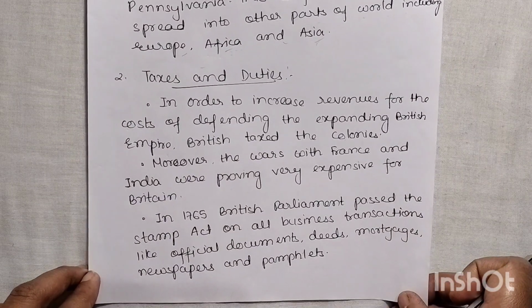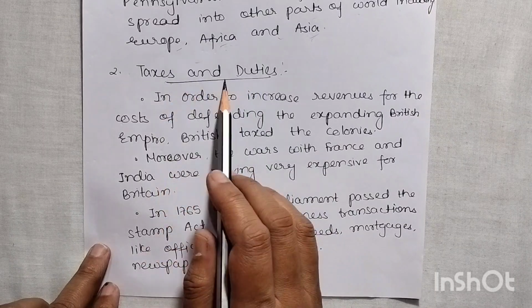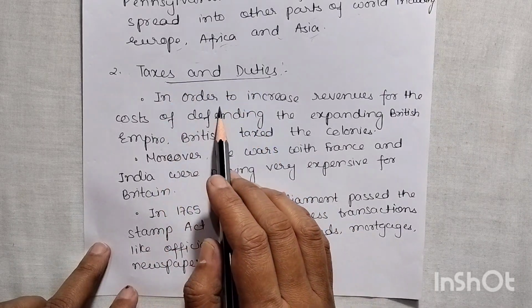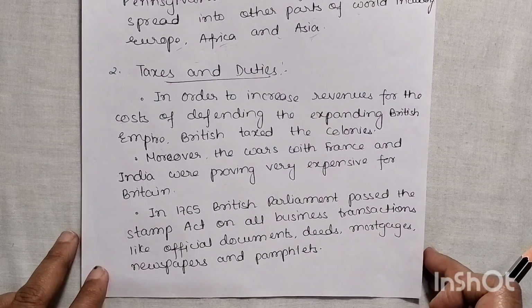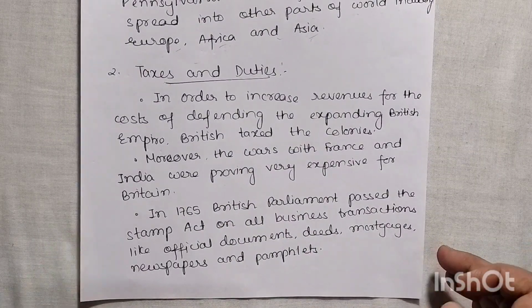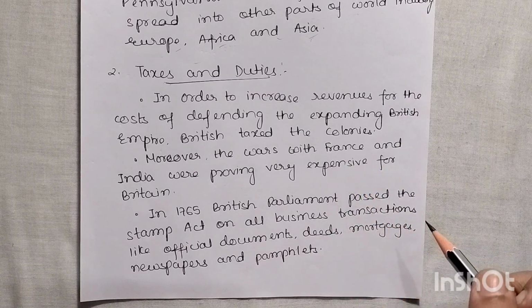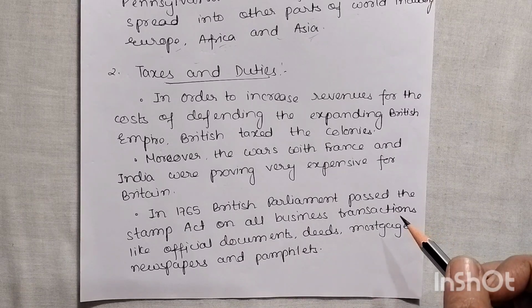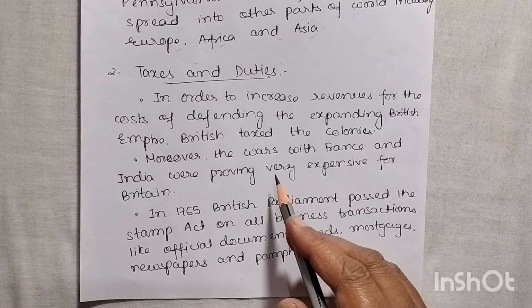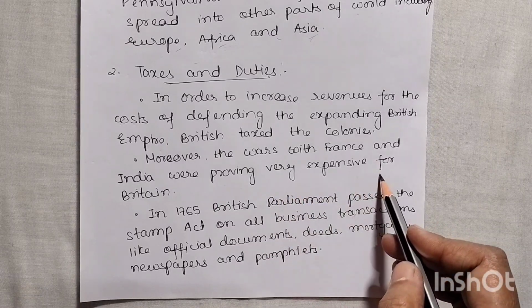The second one was taxes and duties. As the name indicates, many taxes were imposed on these colonies. In order to increase revenue for the cost of defending the expanding British Empire, the British taxed the colonies. Not only this, the British were exploiting them, selling their products and fixing the prices by themselves. They were also increasing the revenue so that they could collect money from these colonies. Moreover, the war with France and India was proving very expensive for Britain.